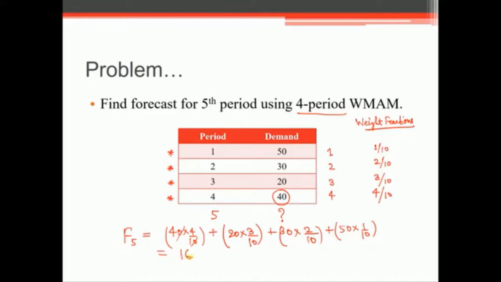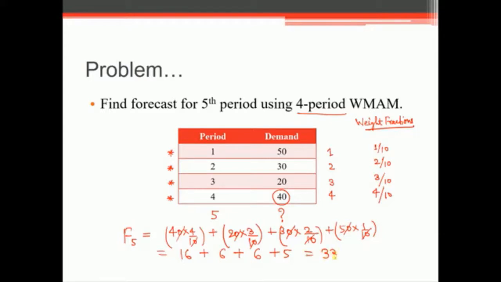4 4s are 16. Then 0 0 gets cancelled, 3 2s are 6. 0 0 cancelled, 5 1s are 5. So what is this? 6 plus 6, 12. Then we have 12 plus 16. 12 plus 16 is 28, plus 5 is 33.